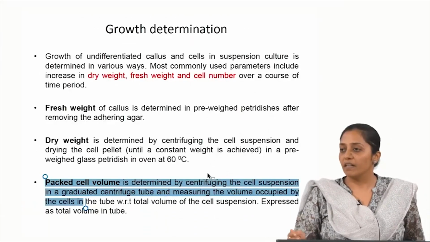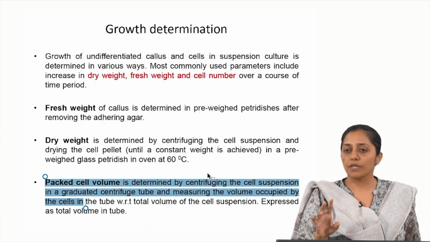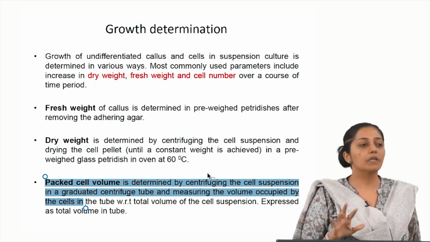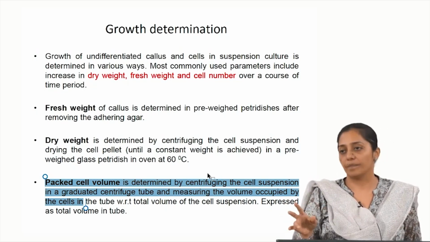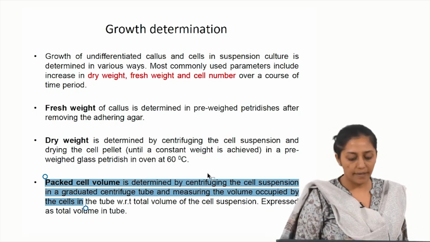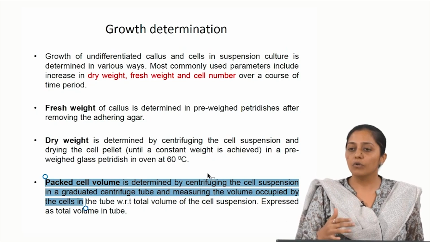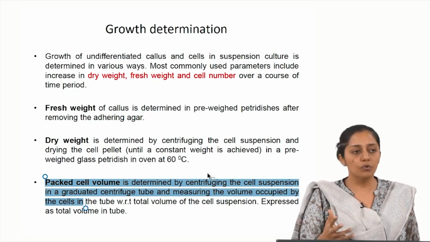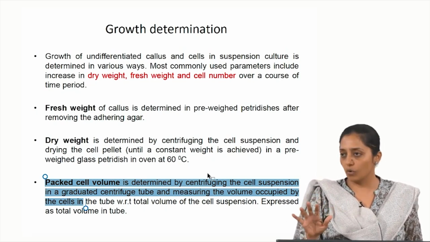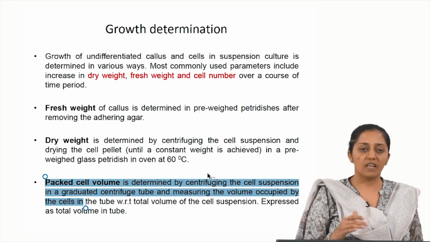Before we begin with different forms of culture, it is important for us to know two things. One is, how will we find whether the cells are growing, and the second is, how will you find whether the cells are viable. So, what parameters do we use to quantify plant cell growth or plant tissue growth? There are different ways.